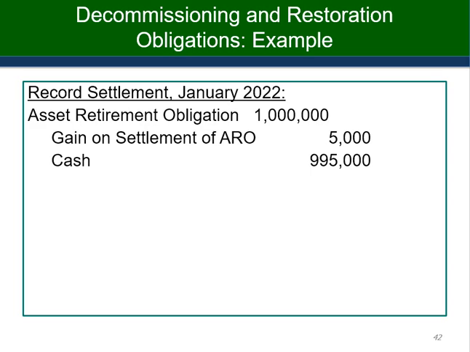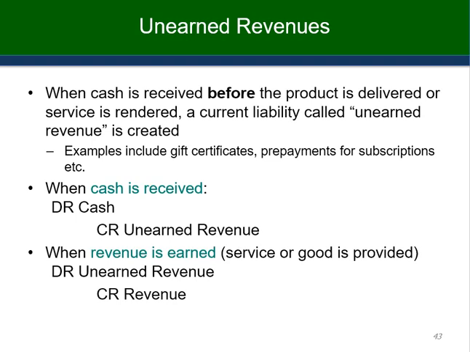Okay, unearned revenue. A company that receives cash in advance, so they've promised to perform services or sell a product in the future. They receive money in advance. When that cash is received before the product or service is rendered, then we set up unearned revenue. The classic example of WestJet tickets paid in advance.